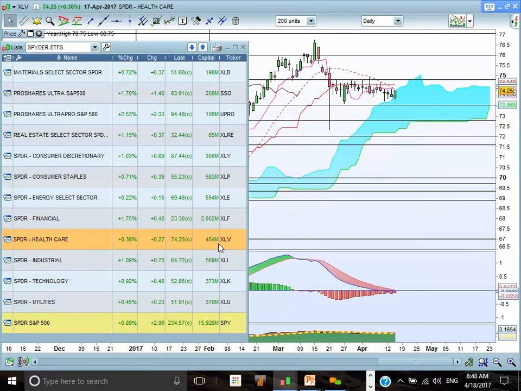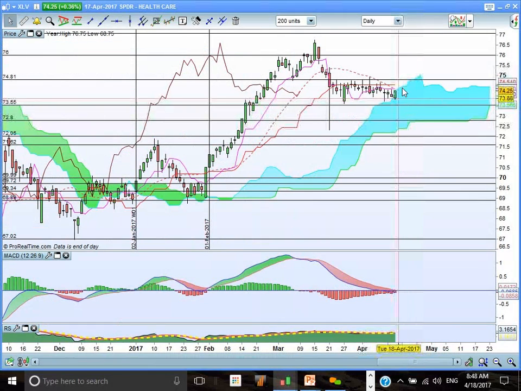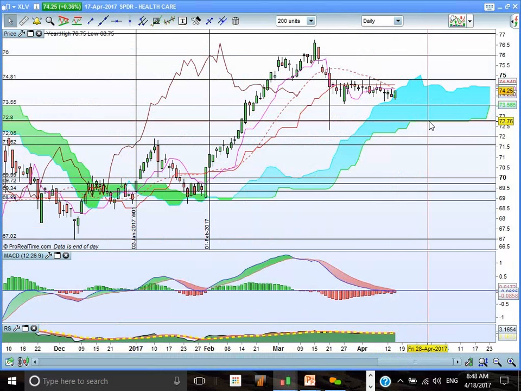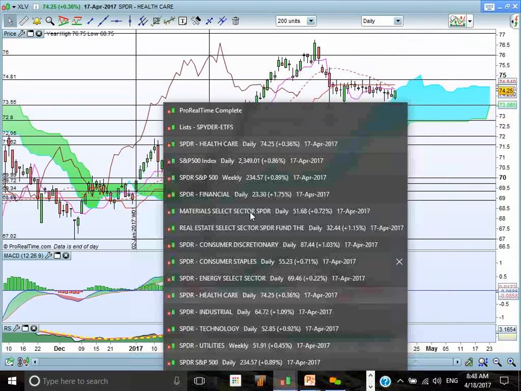Healthcare, XLV, fighting for support at the top end of the cloud. Critical week to see if support will hold at this level. Downside risk towards 73.56 and 73.76. So it can dip within this cloud, but looking for a potential rebound to come in at these support levels. Okay, so watch it very closely. We've not yet seen any MACD buy signal, so there's still downside weakness towards the bottom end of the cloud. That's the downside risk.